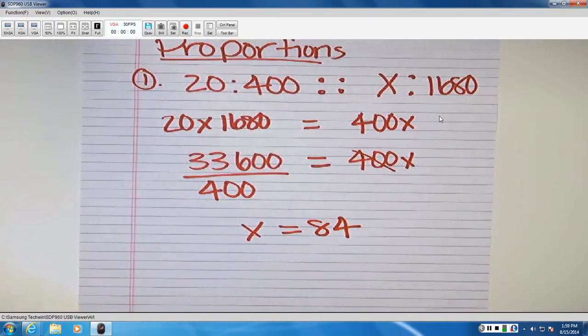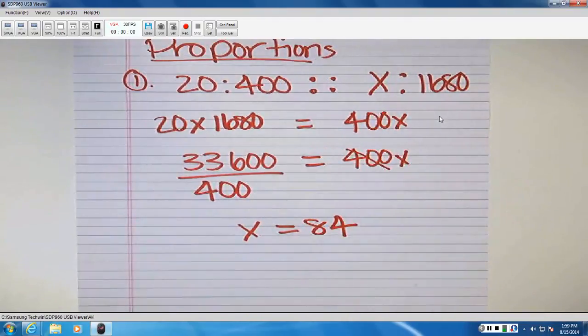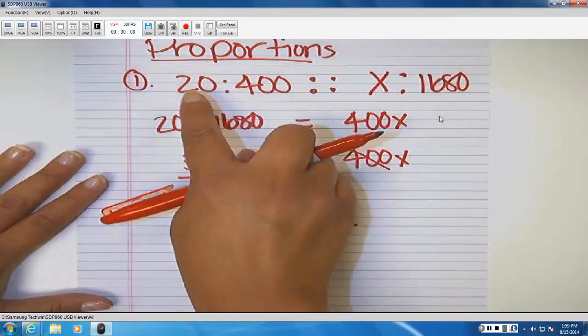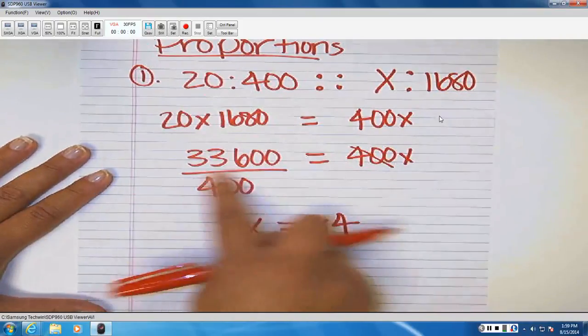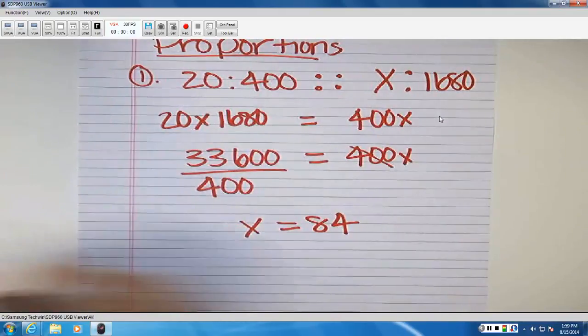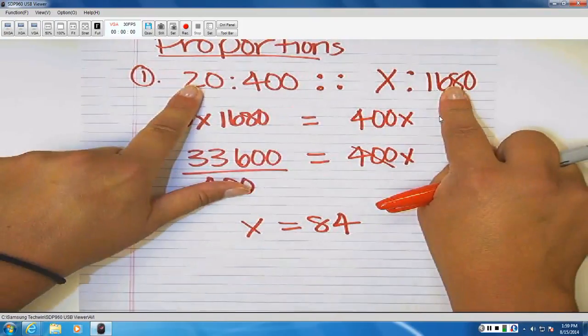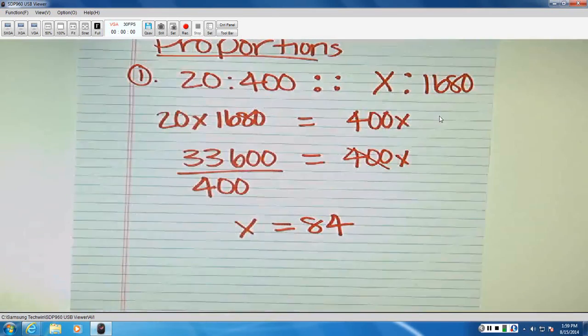Now, I can check my work by plugging 84 in for x, and then multiplying my two extremes, and then multiplying my two means, and they should both equal the same number. So let's do that. 20 times 1,680 was 33,600. Now, if we take 400 and multiply it by 84, we get 33,600. So we know our math checks out. Our extremes, when we multiply them together, equal the same number as our means when we multiply them together. Okay? Let's try another simple one.